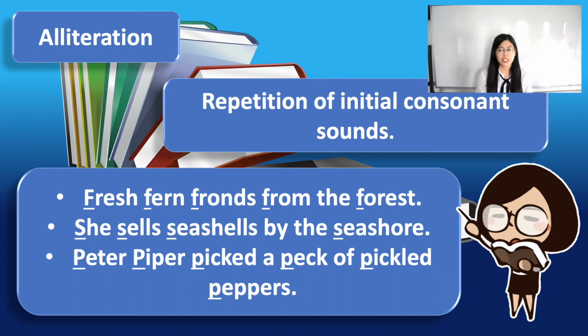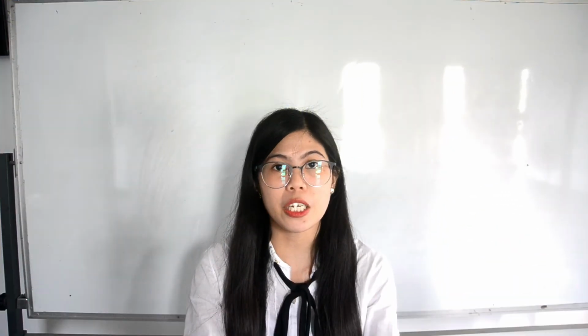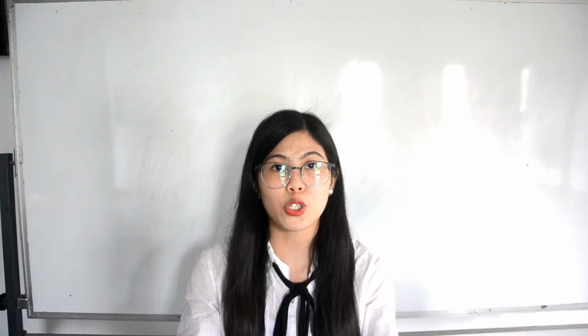Examples of alliteration are here. Fresh fern fronds from the forest. As you can see, the initial consonant letter F is being repeated. Next, we have she sells seashells by the seashore. The consonant sound or letter S is being repeated in the statement. And next, we also have the example, Peter Piper picked a peck of pickled peppers. As you can see here, the consonant letter P is being repeated. Those are examples of alliteration.